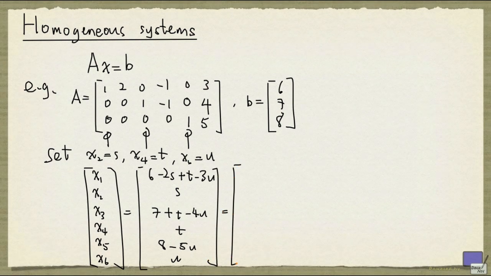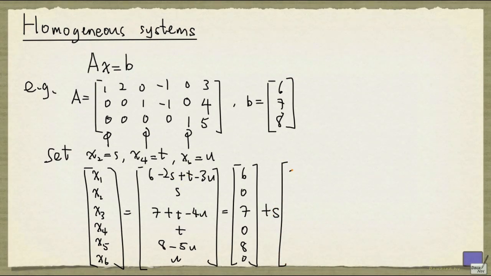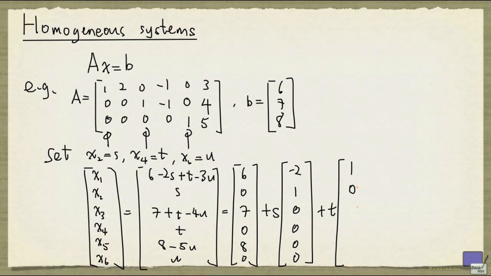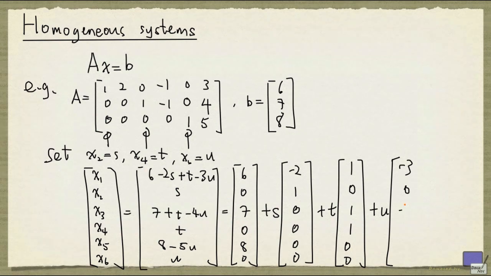And I'm going to separate things a bit. So this is given by 6, 0, 7, 0, 8, 0, plus s times, I have minus 2 in the first entry and 1 in the second entry. Those are the coefficients for s, and 0 everywhere else because s does not appear in the third, fourth, fifth, and sixth entry here. And then plus t times 1, 0, 1, 1, 0, 0, and then plus u times minus 3, 0, minus 4, 0, minus 5, 1.